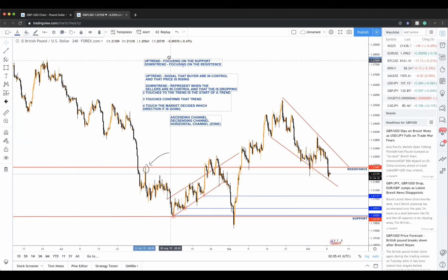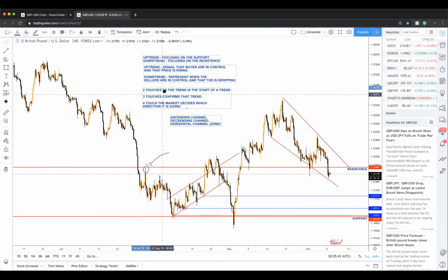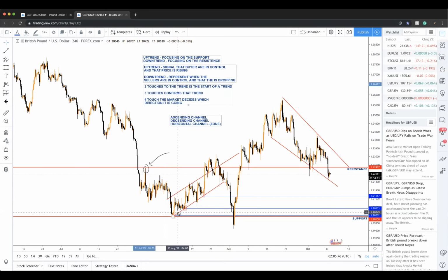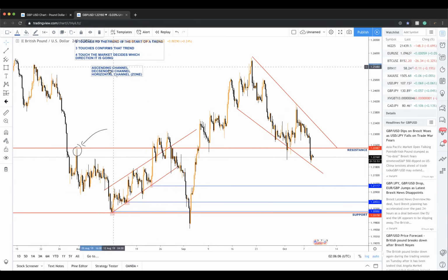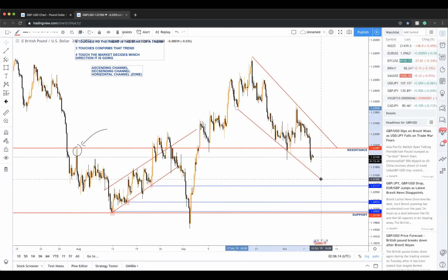All right. So on an ascending channel, just like on the uptrend, if I'm identifying the 3 touches to that trend, that's confirming the trend. And on the 4th time the market touches that area, when it fails to break it, or if it does break it, that's where we understand which direction the market is going. So we said we have an ascending channel, this example right here. We have a descending channel, this example right here. And then we have a horizontal channel here.